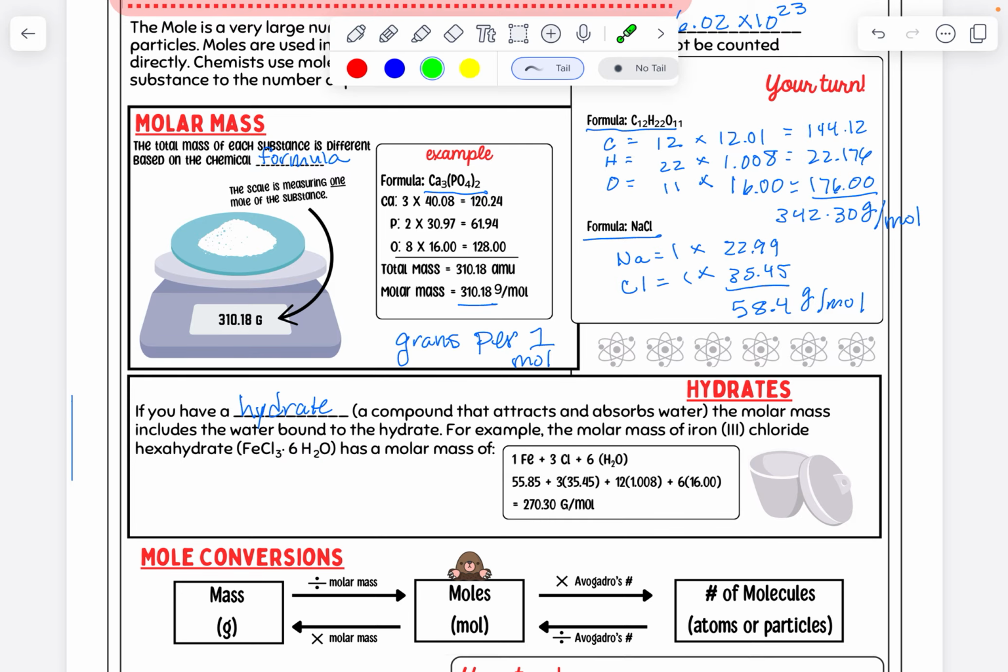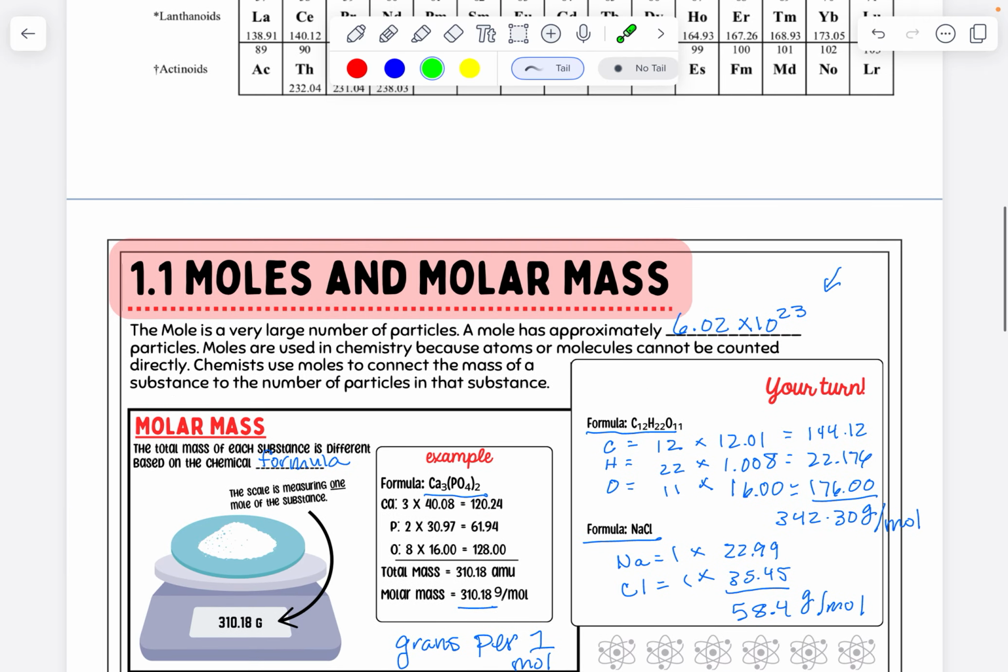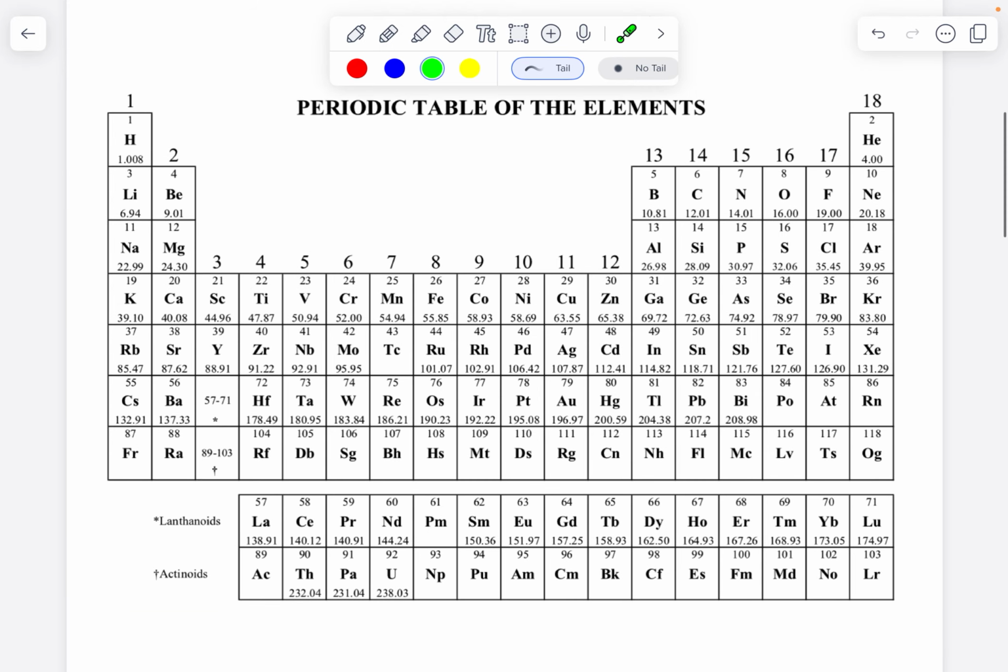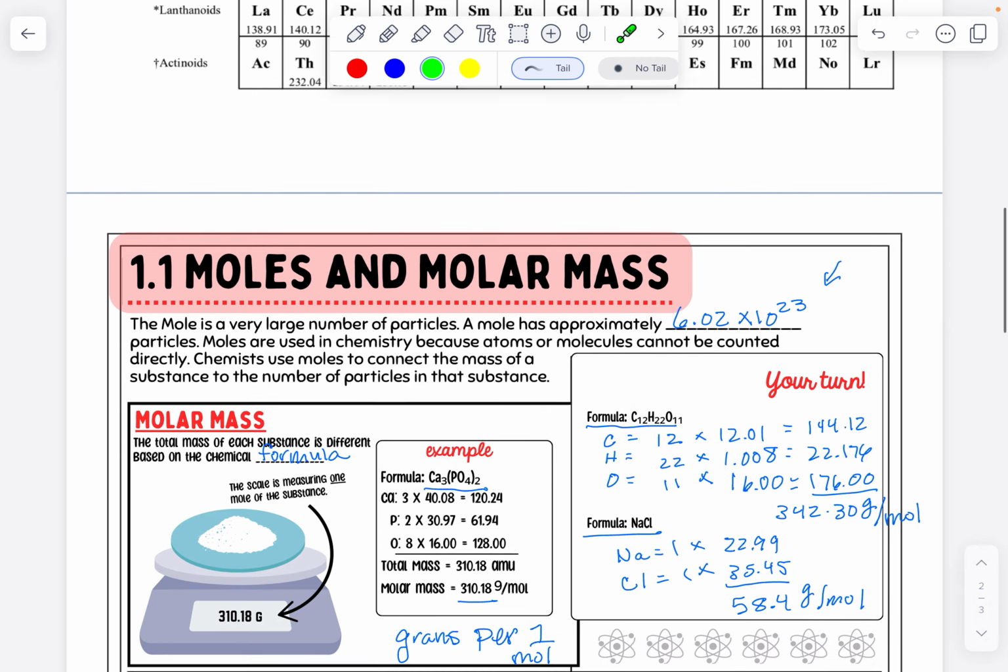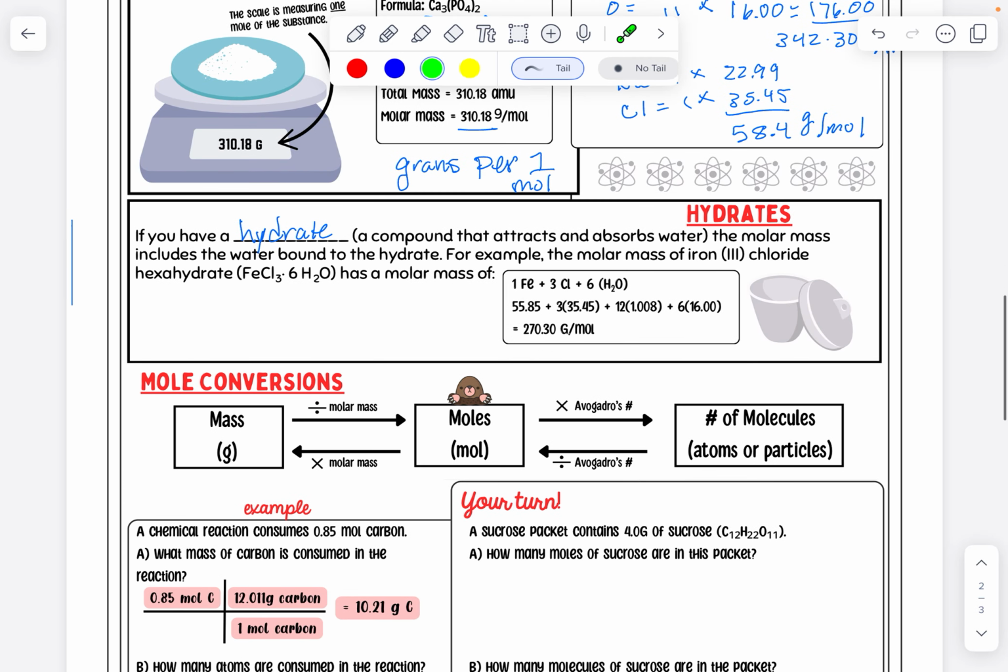And then we look to the periodic table to find their masses. So again, you'd go up here and you would look up all their masses. For example, we have iron here at 55.85. And part of the challenge is just going to be getting familiar with the periodic table and finding these elements. You're going to multiply the mass by how many of each of the atoms you have. Add it together, and you get 270.30 grams per mole. So that's how you find the molar mass.